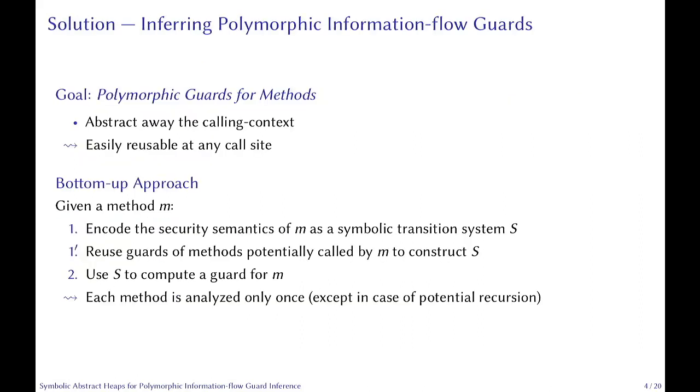So what we want to do here, as I said in the title slide, is infer polymorphic information flow guards for the methods of a full application given as bytecode. So, low level. We want the guards to be polymorphic so that they can apply in any calling context. Whenever we see a call to a method, we have a polymorphic guard or artifact, so we can reuse it immediately. That's one of the points of having polymorphic guards.